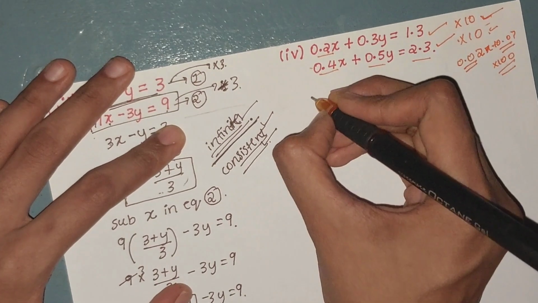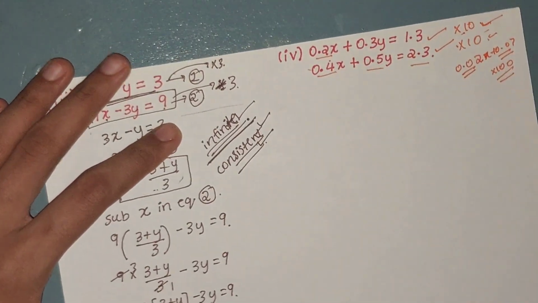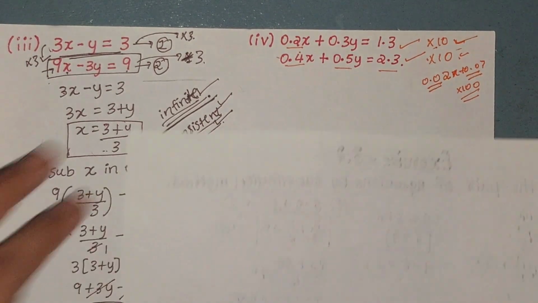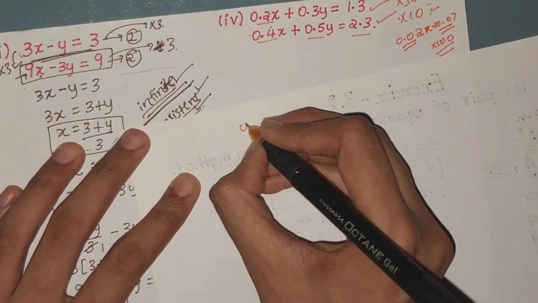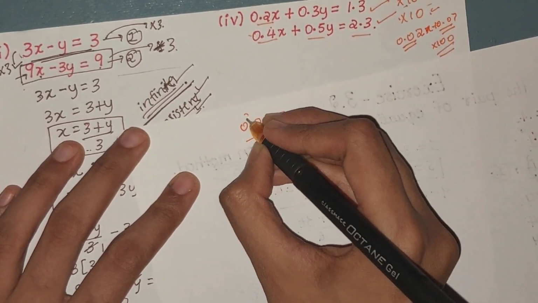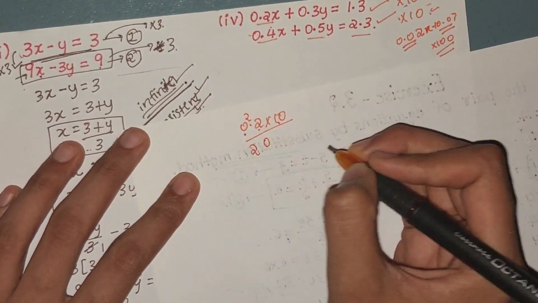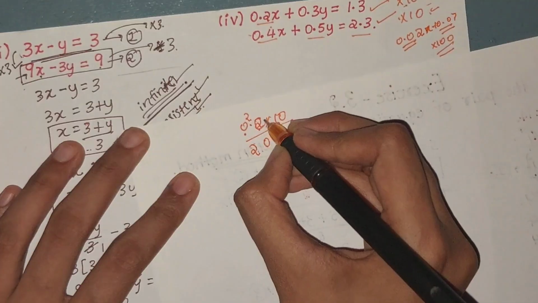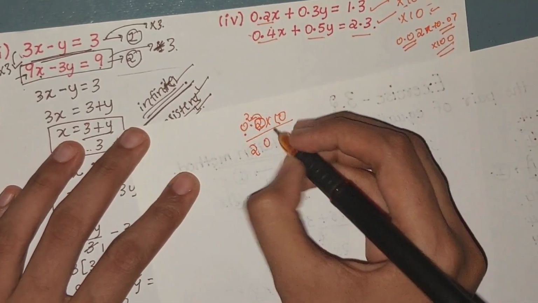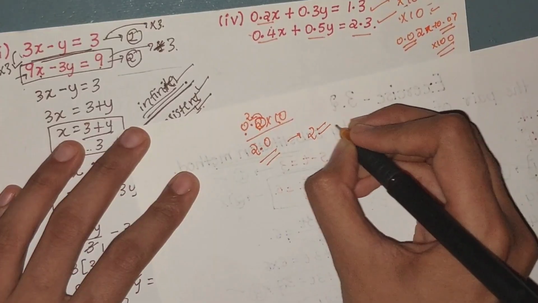See, 0.2 into 10, multiply and see. If you do this, 10 twos are 20. 10 into 0 is 0, but I'm going to bring 2. So after one number, there is a point, so I'm going to put it here. So 2.0 is nothing but 2.